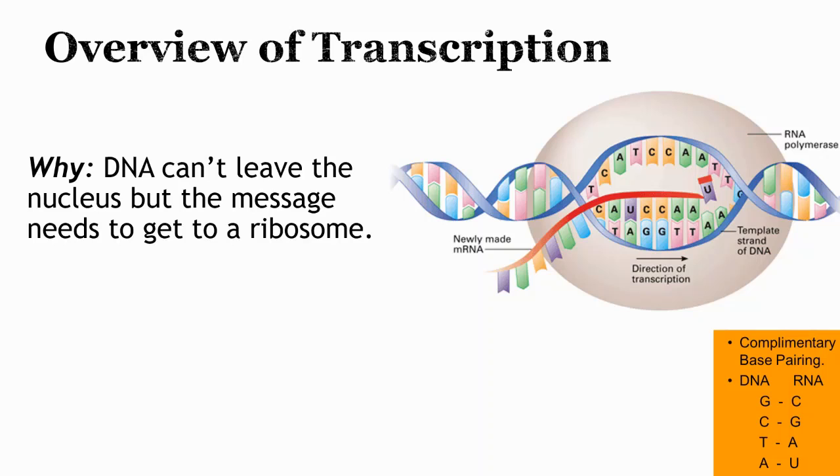So why does this happen? Why do we need this step? Well, remember that on DNA, we have genes, and those genes are the instructions for making a protein. Proteins are made outside of the nucleus. DNA cannot leave the nucleus. DNA has to stay inside, but it has to get those instructions to the ribosome, which is outside.